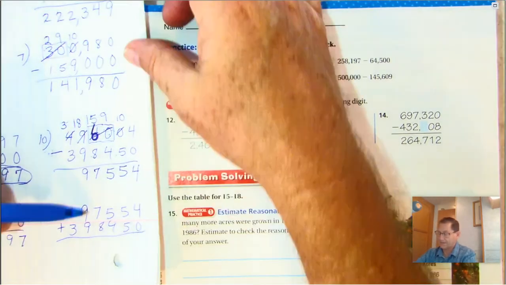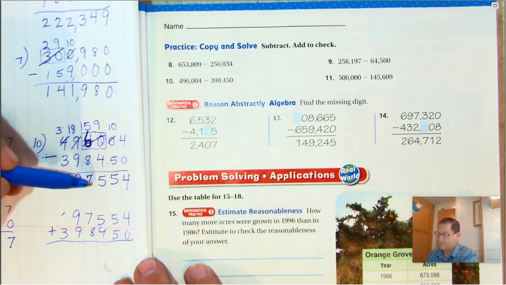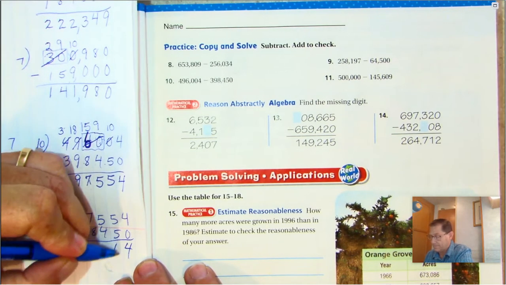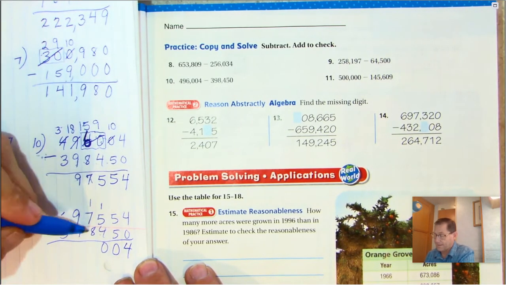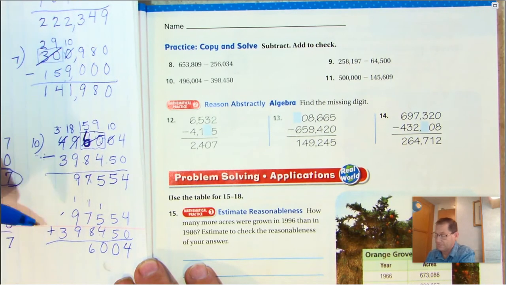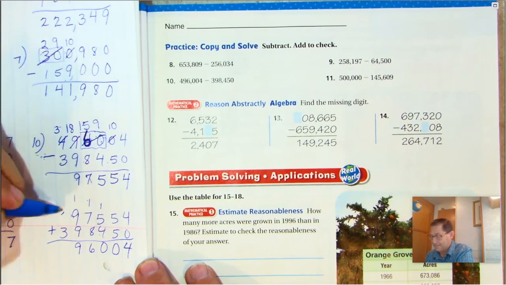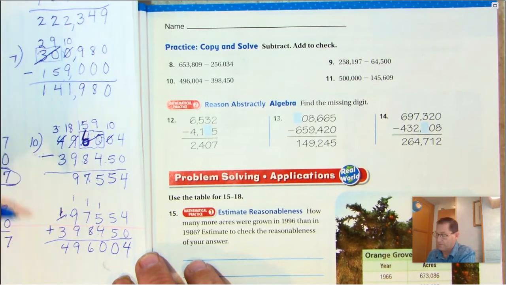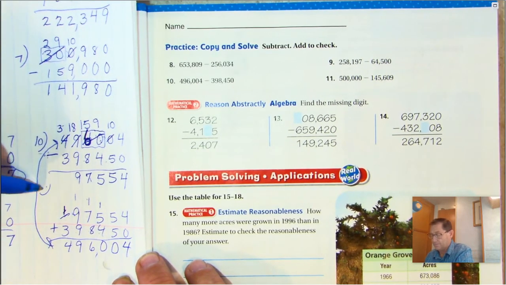Now while this looks kind of funny, I can't add this way. So my answer was 97,554, and I'm going to add what was taken away to check my answer. 5 and 4 is 9, plus 1 more is 10. 8, 7 and 1 is 8. 8 and 8 is 16 thousands. Regroup, we get 9 and 9 is 18, plus 1 more is 19. Add the regrouped 100,000, so we get 400,496,004. And they do match.